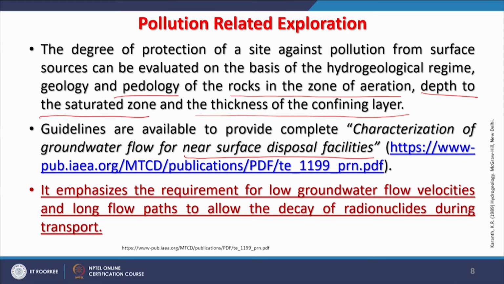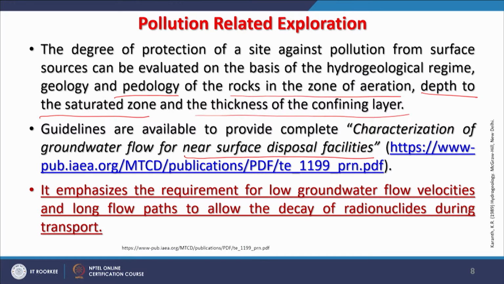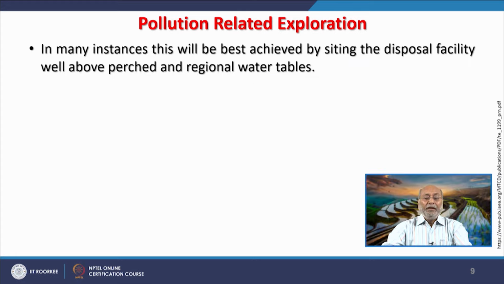So, the emphasis is on low groundwater flow velocities, so that whatever pollutants are on the surface should not reach our aquifers very quickly. So, we are looking for low groundwater flow velocities and long flow paths, to slow down the velocity or create a longer path, so that other reactions happen before it goes to the groundwater regime. In many cases this has been best achieved by siting the disposal facility well above perched and regional water bodies. But how would you know about all this?